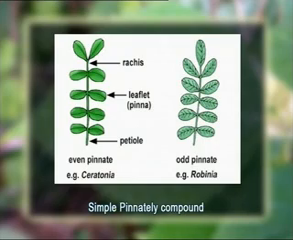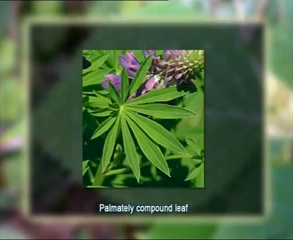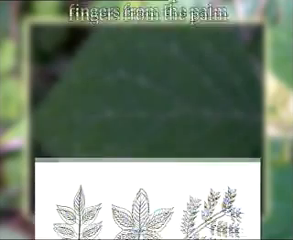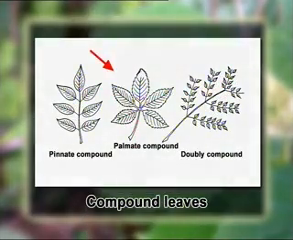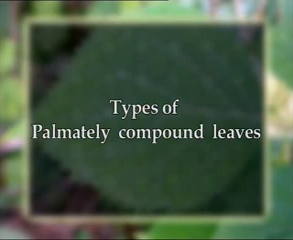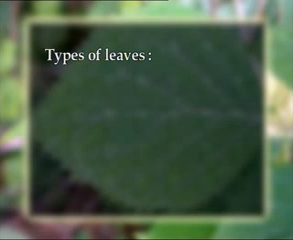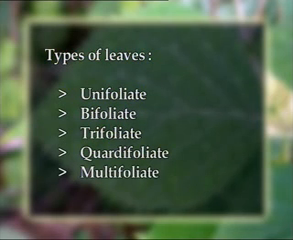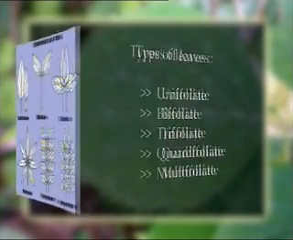If all leaflets arise from one point as rays, and thus seem to be radiating from a common point, like fingers from the palm, then it's called a palmately compound leaf. And if the leaflets arise from the sides of the rachis, the leaf is called a pinnately compound leaf. Now, types of palmately compound leaves. These are of 5 types: unifoliate, bifoliate, trifoliate, quadrifoliate, and multifoliate, which is also called digitate.